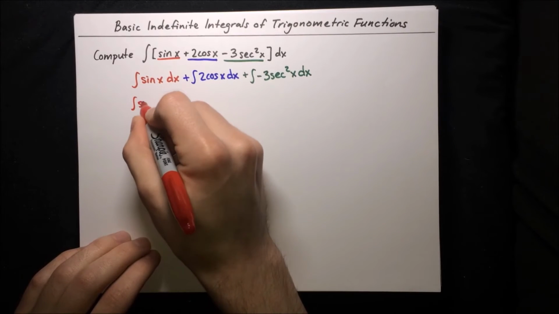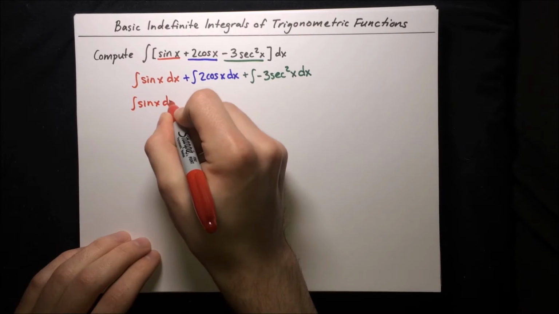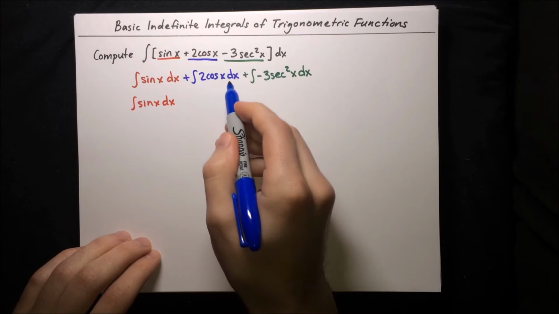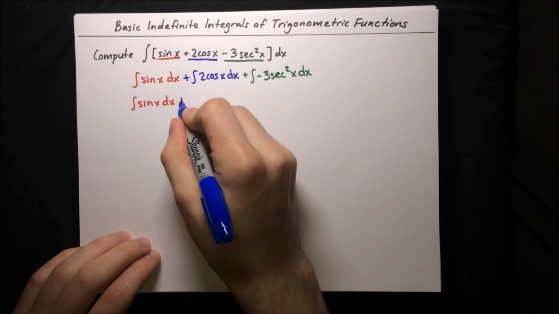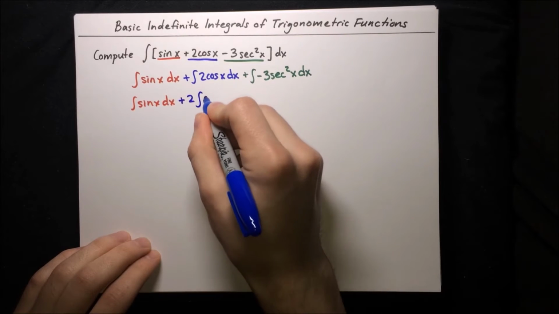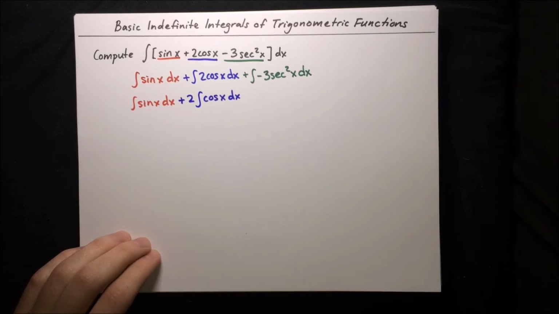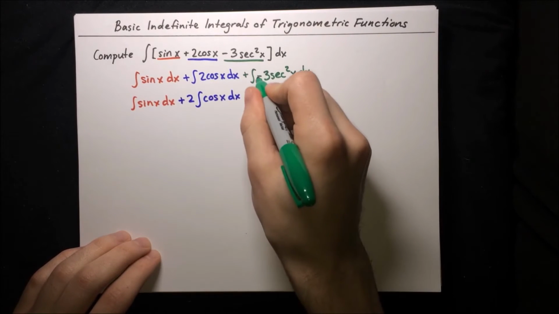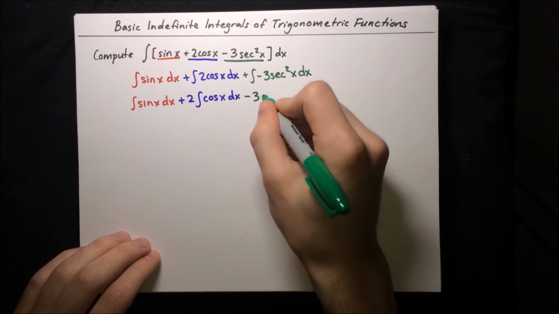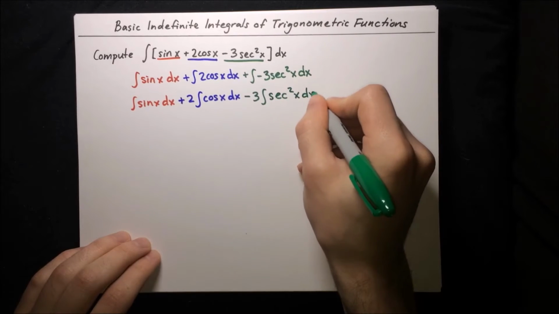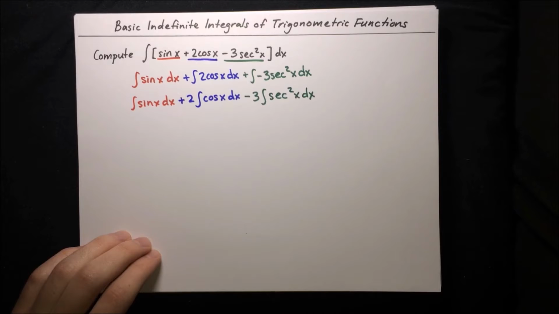So integral of sine x dx, that stays the same, but in this integral of 2 cosine x dx, let's move the coefficient in front. So plus 2 integral of cosine x dx. Same idea with that next integral, so pull out the negative 3: minus 3 integral of secant squared x dx. And now we're ready to solve these integrals.